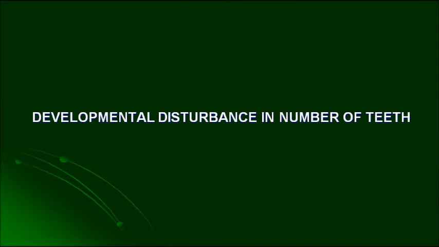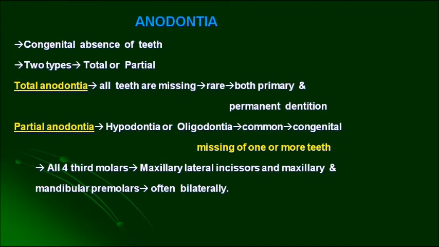Now let's learn about developmental disturbances in the number of teeth. What is anodontia? Anodontia means there is congenital absence of the tooth. You don't have a tooth at all. It can be a total anodontia or a partial anodontia, but from the MCQ viewpoint it is not that important. Just know that anodontia means congenital absence of the tooth.